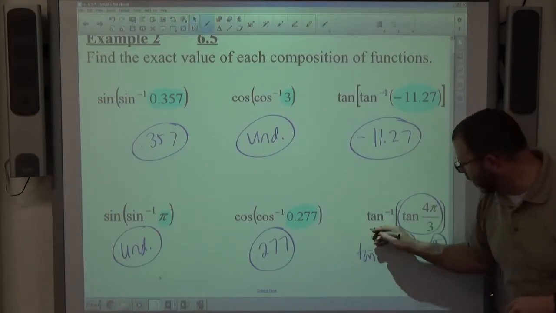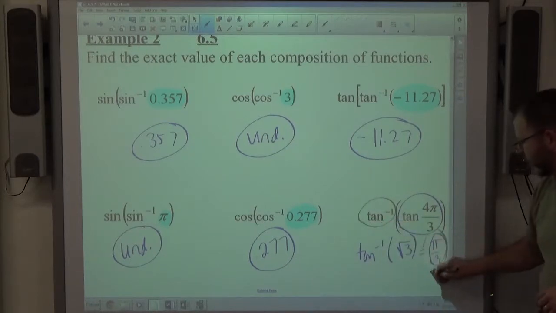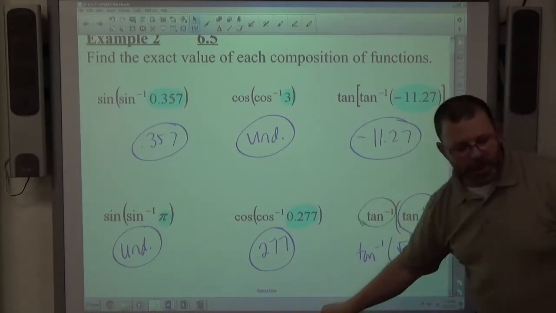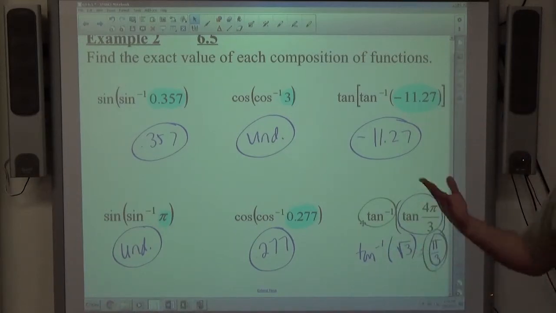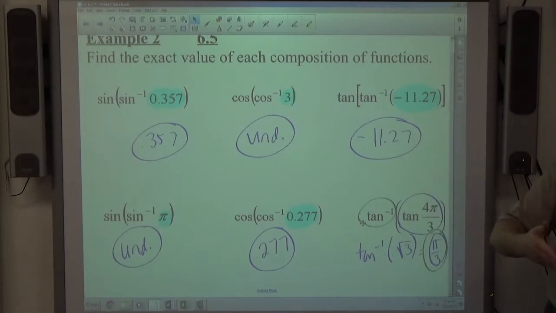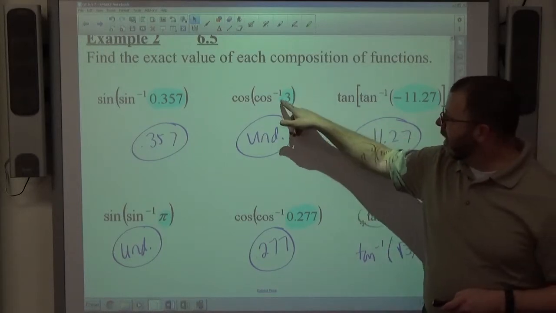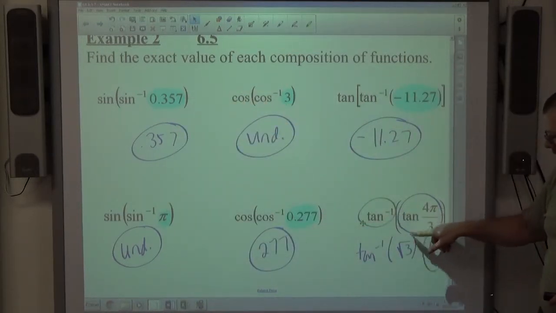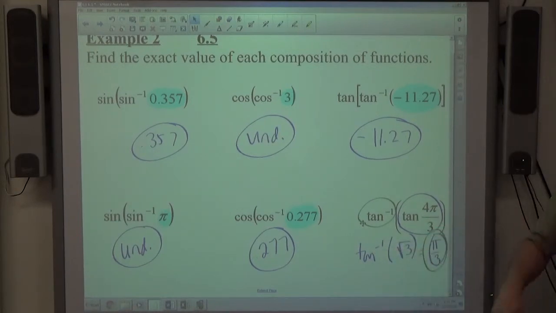Anytime we're evaluating an inverse tangent, we are looking for an answer between negative and positive pi over 2. So that's how you do those, and some of the problems tonight are going to be like that. Trig function of the same trig function, inverse trig function of the same trig function, and then of something. So either undefined, or what x is, or if it's this format, find that and then do that correctly within the proper range.